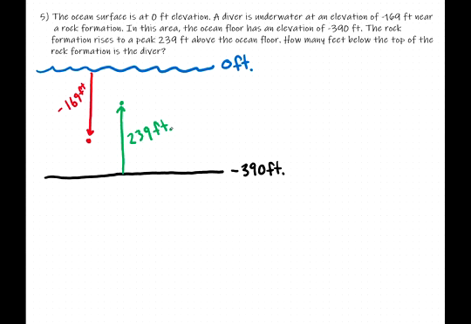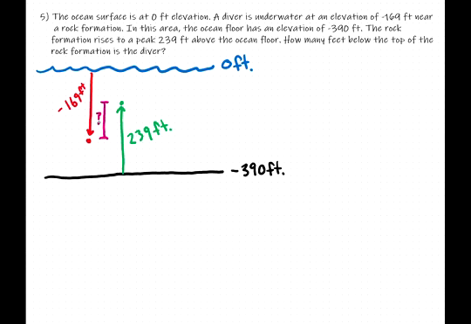The question is, how many feet below the top of the rock formation is the diver? So how far apart vertically is that green dot and that red dot? The red dot is below the green dot, or the red dot is the diver. The green dot is the top of the rock. Okay, so our question is, what is this distance? How far apart are those two?